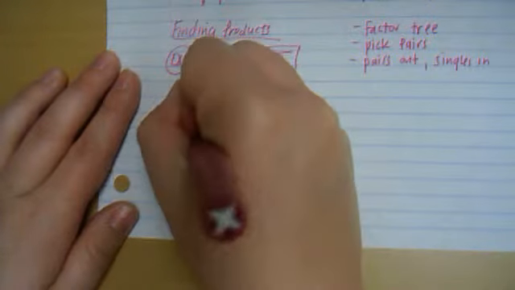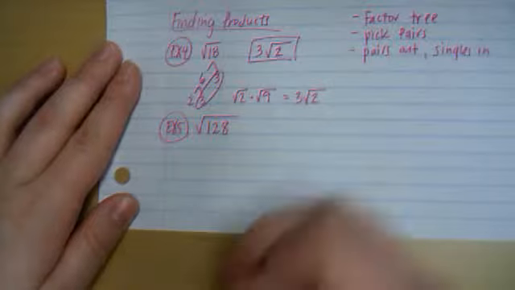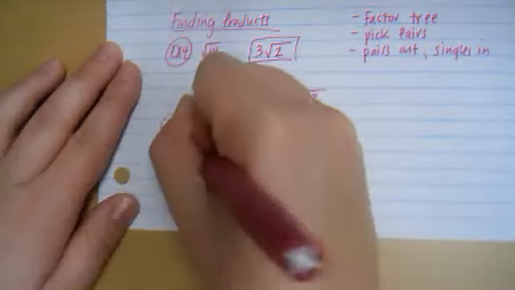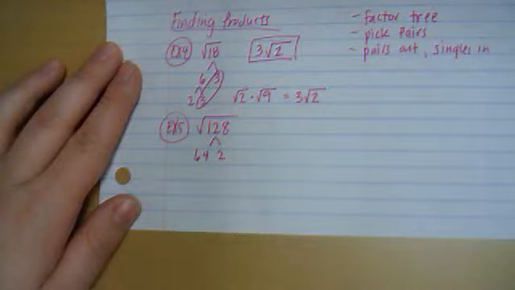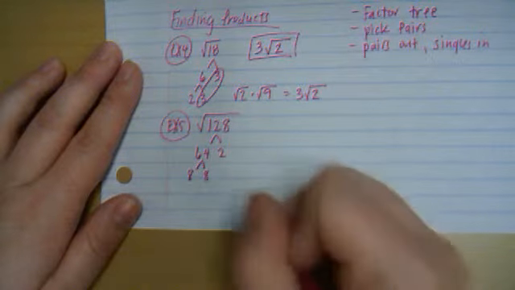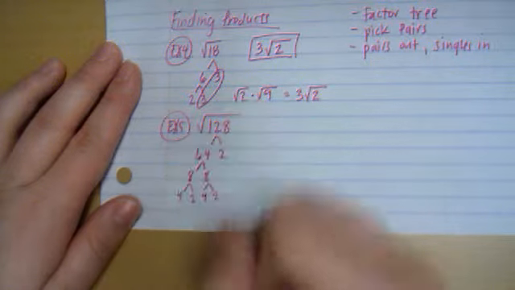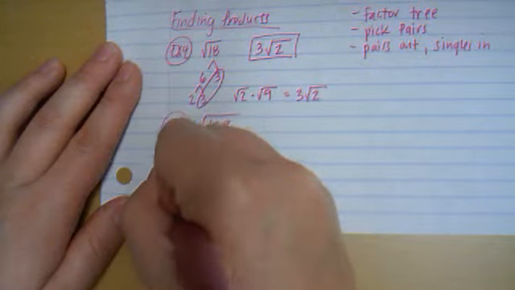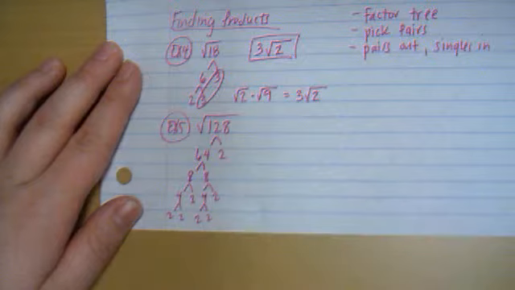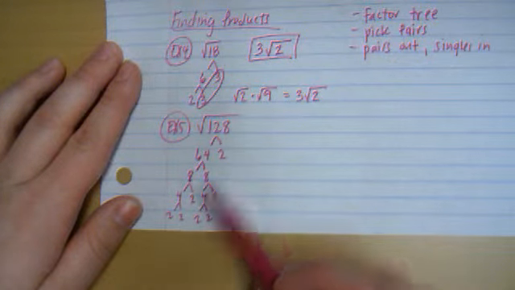Alright, what about if we had the square root of 128? Well, 128 is 64 times 2. 64 is 8 times 8. 8 is 4 times 2, so both of those. And 4 is 2 times 2. So if I count, I have 1, 2, 3, 4, 5, 6, 7 2s.